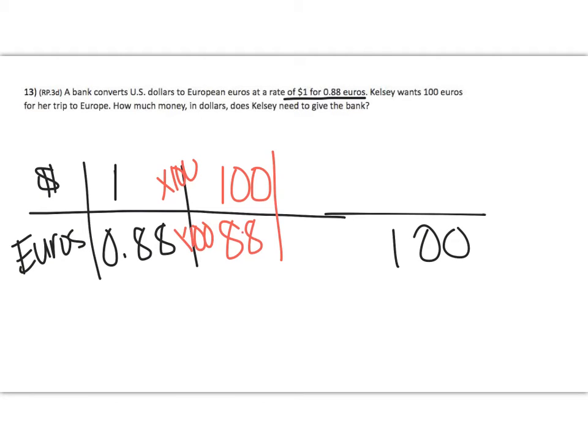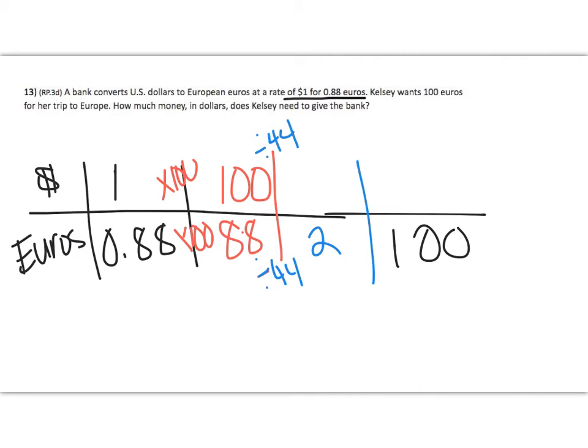Can I get 88 to 100? No. But what I wanted to do was get 88 to something I could get to 100. And I know if I divide 88 by 44, I get it down to 2. And 100 divided by 44, and here's where your calculator is handy or helpful, is not an even number.